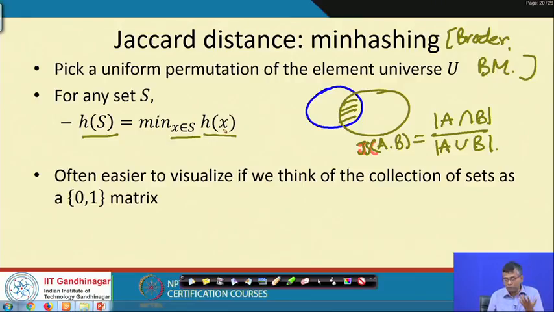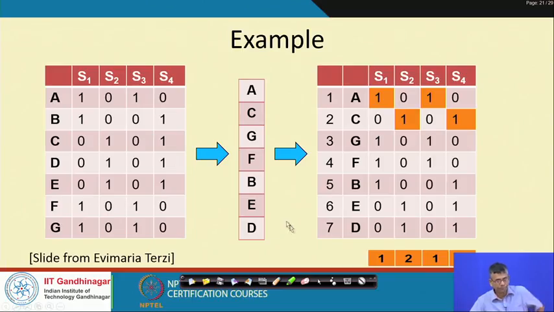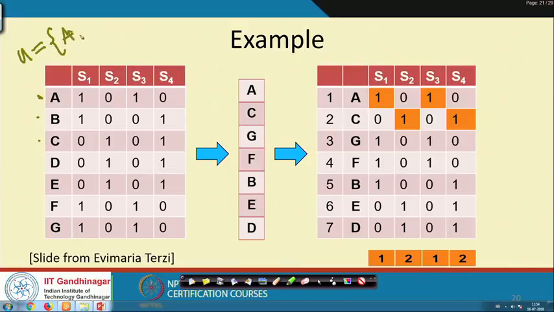It is often easier to visualize this if we think of the collection of sets as a 0 1 matrix, and that is what we will do. Let's see an example. In this example, the rows are the elements, A B C D E F G. This is the universe, which consists of the set from A to G.